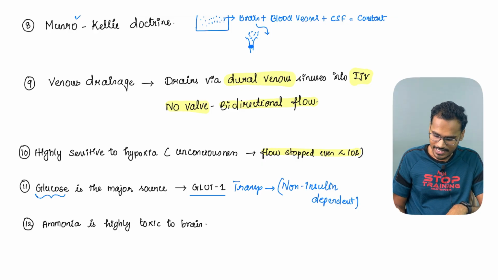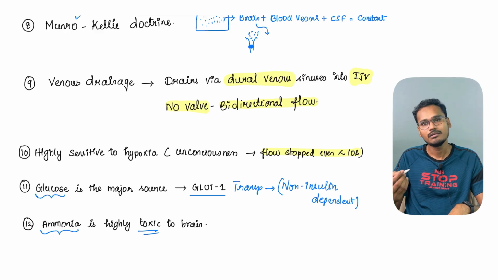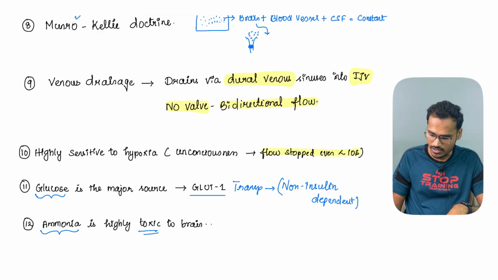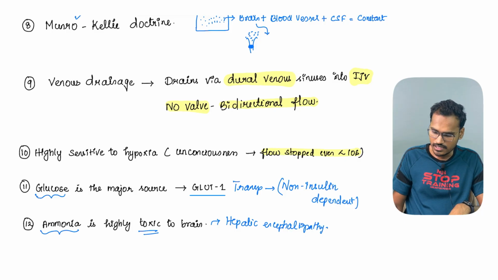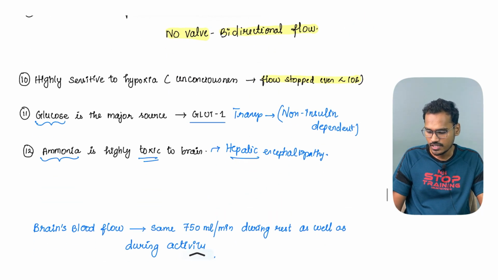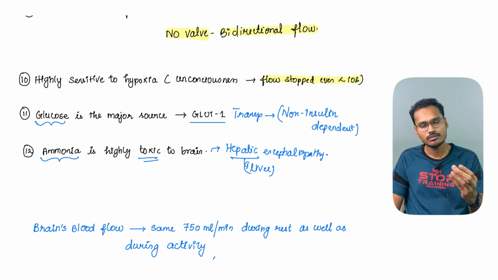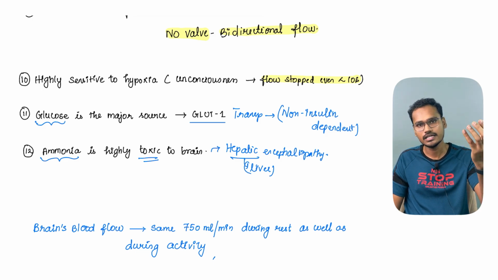Then the brain is highly sensitive to ammonia because it is highly toxic to the brain, and many times when you read about pathology, there is something called hepatic encephalopathy. What happens in hepatic encephalopathy is that the liver is damaged. Because of the liver damage, it is not able to detoxify, so ammonia accumulates, goes to the brain, and causes damage to the brain.